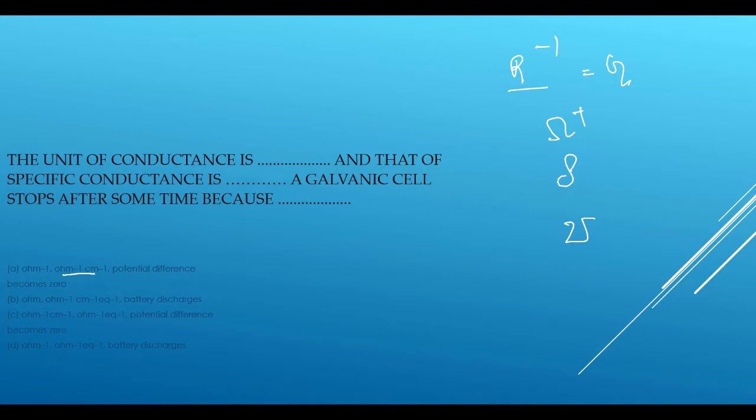A galvanic cell stops after some time because a galvanic cell means there is an electrode potential difference between two electrodes, and if there is a potential difference between two electrodes, there will be passing of current. If the difference of electrode potential becomes zero, then after some time the galvanic cell will stop. So here option A will be the correct option: ohm inverse centimeter inverse, and potential difference becomes zero. Going for the next question.